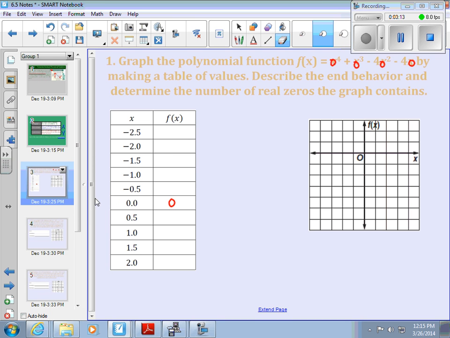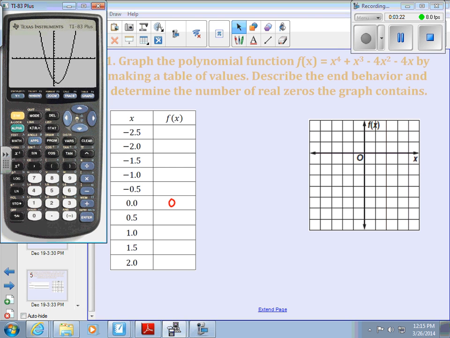Probably the quicker way in this case, though, would be to use some kind of calculating device to come up with our table. So let's do that. On your calculator or iPad, graph out this, or type in this function here. So we're going to type in x to the 4th power plus x to the 3rd power minus 4x squared minus 4x. And if you hit graph, we should end up with a graph that looks like that.